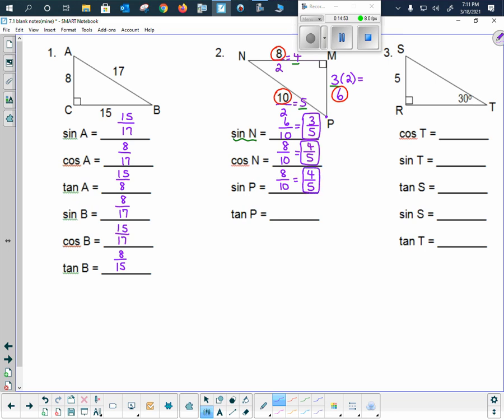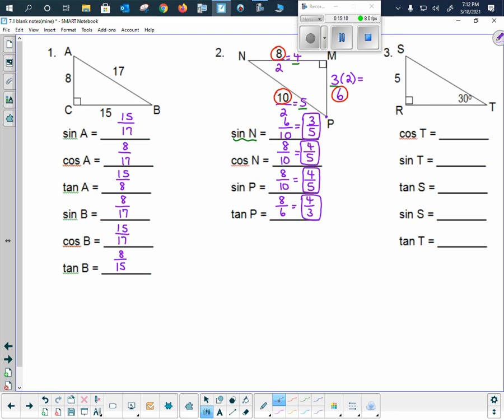And last but not least, tangent of P. Tangent is opposite over adjacent. So 8 over 6 equals 4/3. Box your final answer. Okay? All right, next one.